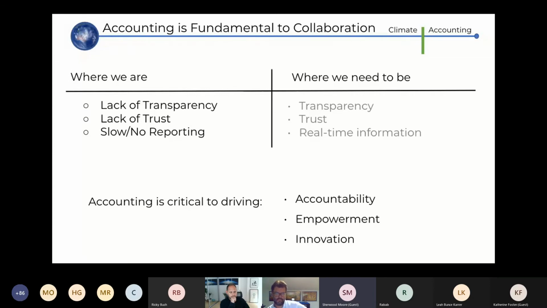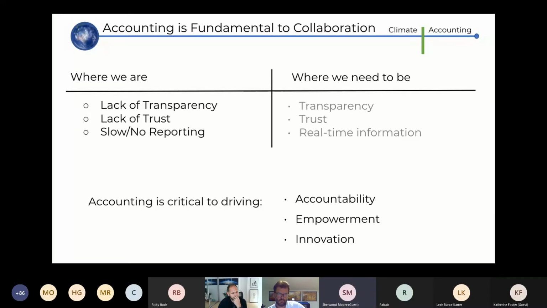Working from the same source of trusted information is what enables accountability. It's what empowers individual stakeholders to take action in their spheres of influence. And so this is critical to driving innovation, to test new ideas, to deploy resources where they're needed the most, and tackle extremely complex challenges globally. So this is foundational to the kind of collaboration that we talk about, but it's so difficult to accomplish.